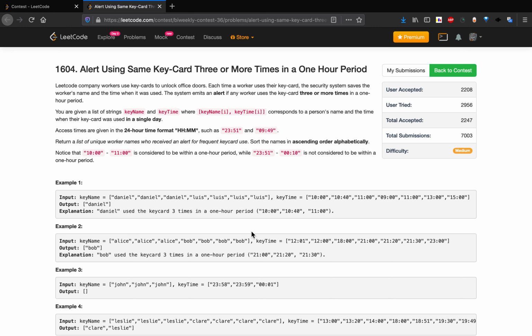Hello everyone. Today we'll be discussing problem B from today's LeetCode biweekly contest, and the problem name is alert using same key card 3 or more times in a 1 hour period. So the problem statement is as follows.